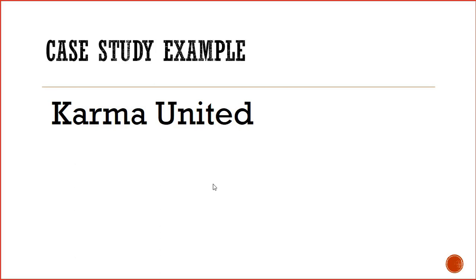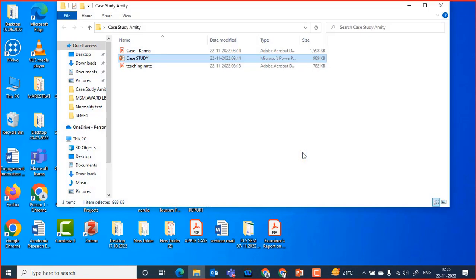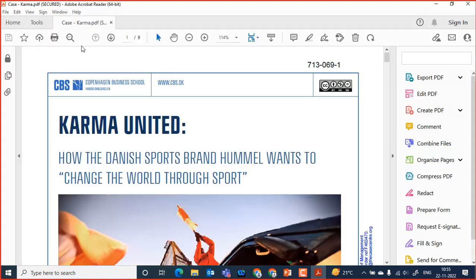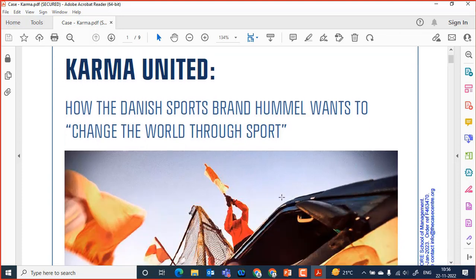Now I will give you one case study example, Karma United. This case study is just for your explanation of how a case looks. There are n number of structures; I told you already, a case has n number of structures. It's flexible in nature, so I'm just showing you this. See, Karma United, this is the title, and the subheading is how the Danish sports brand Hummel wants to change the world through sports. So this case is about this Denmark-based company Hummel, which is in sports.